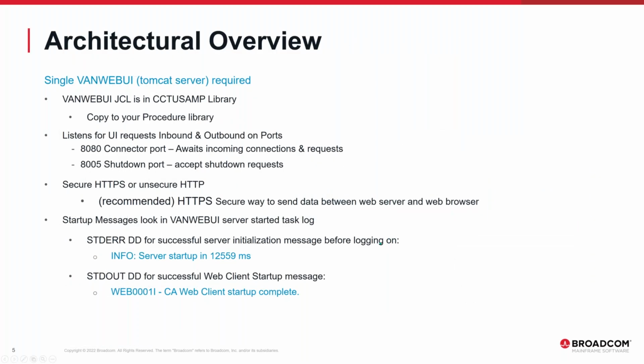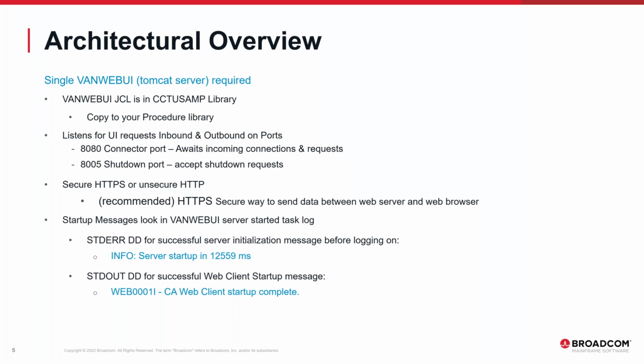So just to reiterate, you only need one single instance of the Van Web UI. It is a Tomcat server. So it's a starter task that runs on z/OS, but it actually runs in the Unix System Services. We supply the Van Web UI procedure in the Vantage CCTU sample library. So all you need to do is copy that member to your procedure library and change the things that you need to do, add the directories and a job card or run it as a procedure, whatever you need to do at your site.